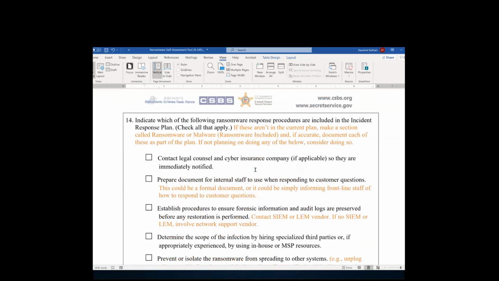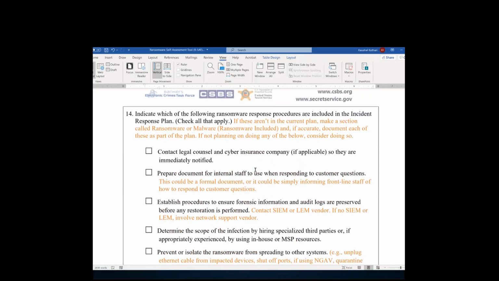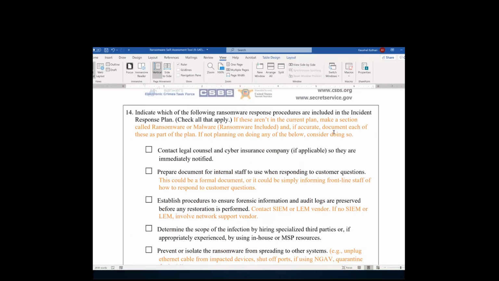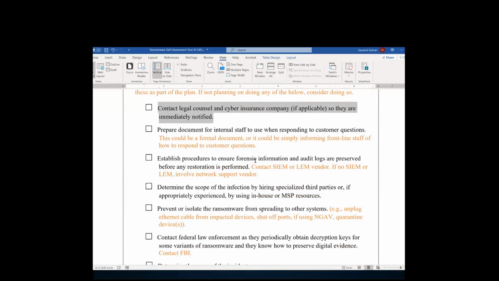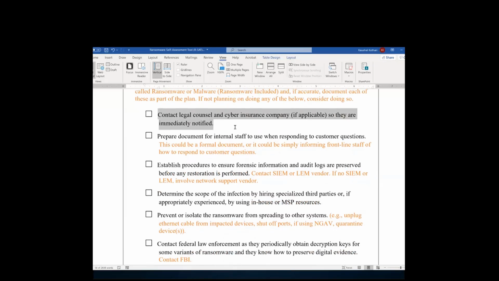And then there's a section on policy, essentially your incident response plan. So basically, if you don't have these elements in your incident response plan, I would suggest putting a section called ransomware in your incident response plan, or a section called malware, and in parentheses put ransomware included. And then, for example, if you don't have in there that you'll contact legal counsel if there's a breach, or if you have cyber insurance, then I would go and add it to the plan that we will contact legal counsel in the event of a breach, and then check that off.